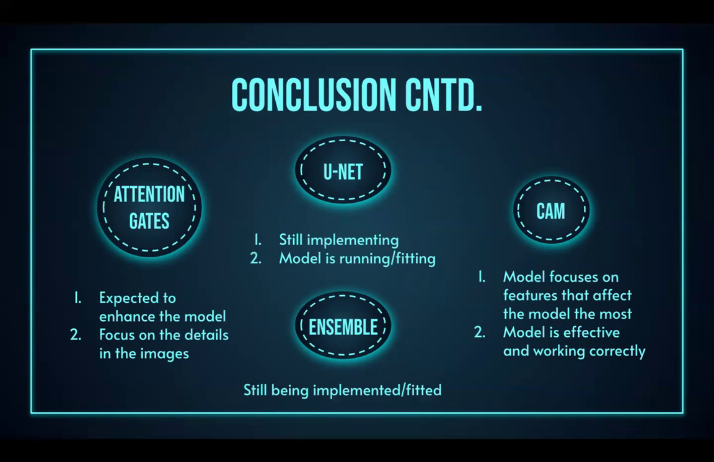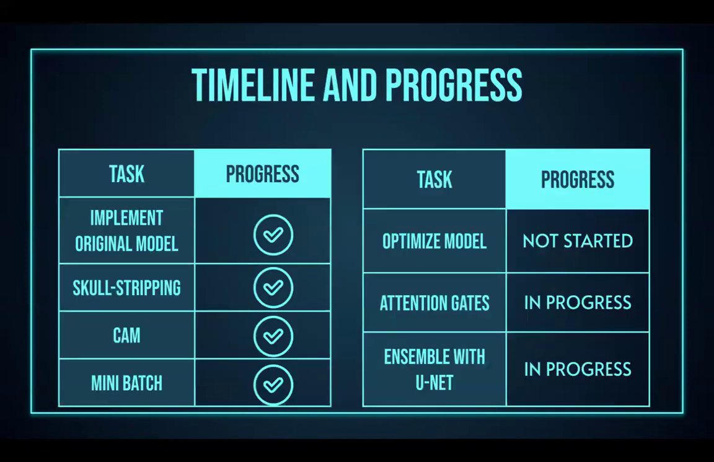And finally, we were able to implement the CAM, which shows which part of the brain the model focused on that affected the prediction the most. And this is the progress so far. As you can see, we were able to do over 50% of the work, and this is the work in progress.